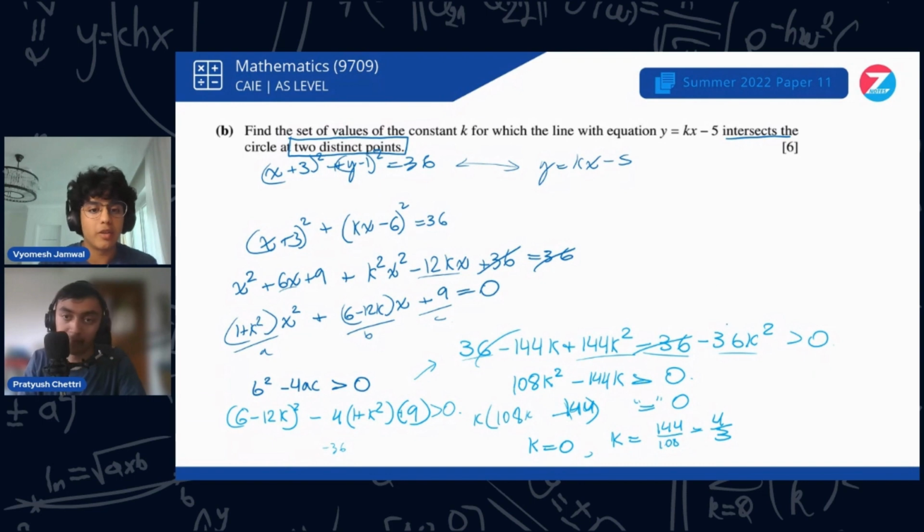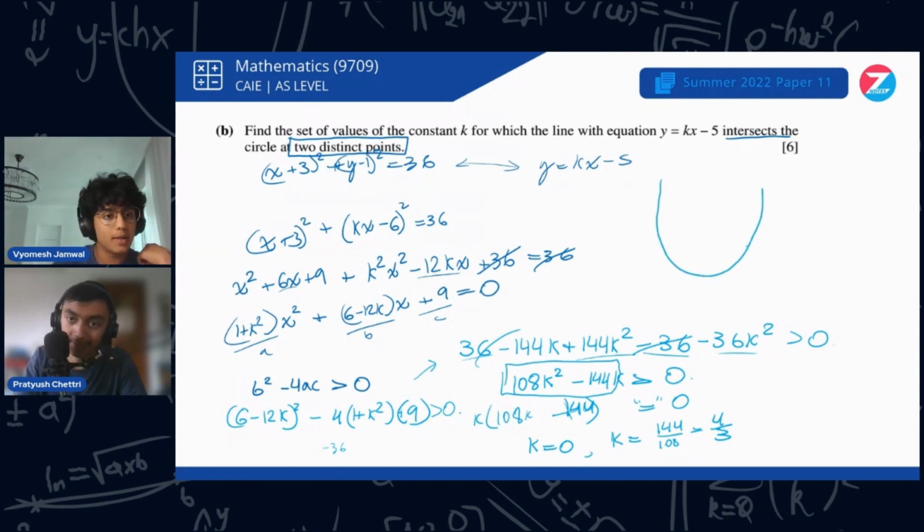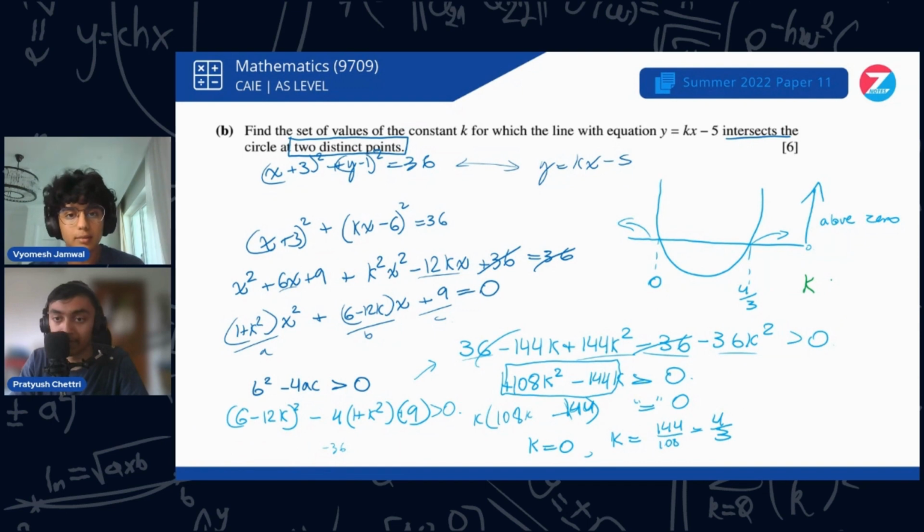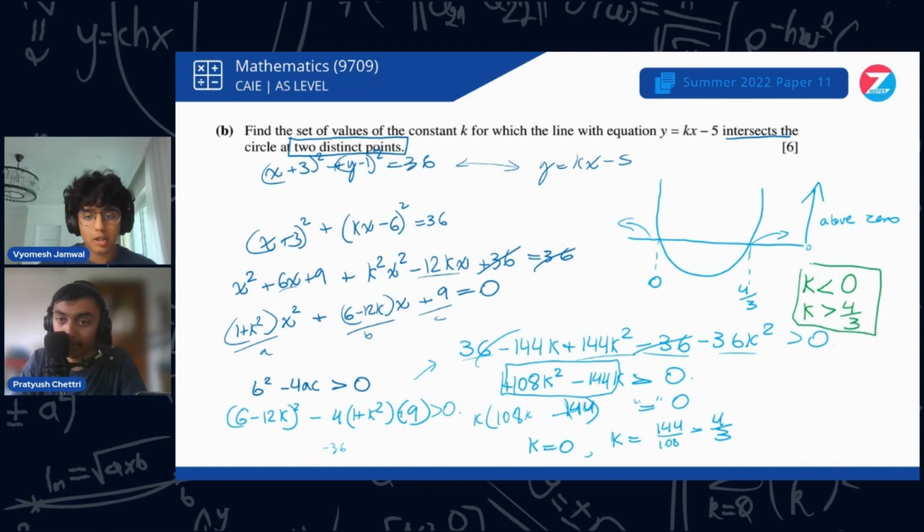If we look at the quadratic, 108k squared minus 144k, it's a U-shaped one because the coefficient of k squared is positive. It touches the x-axis at points where k equals 0 and k equals 4 upon 3. We want the value to be more than 0, so we have to say that either k is less than 0 or k is more than 4 upon 3. So those are the two inequalities that we would get. Our answers are k is less than 0 or k is more than 4 upon 3. There we go.